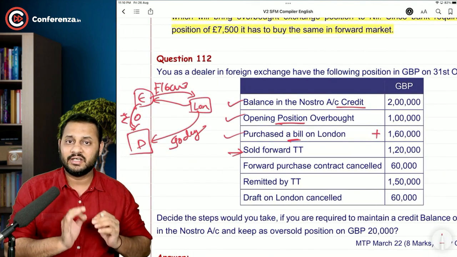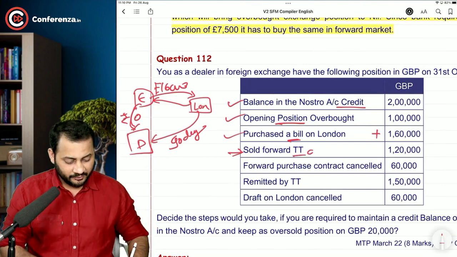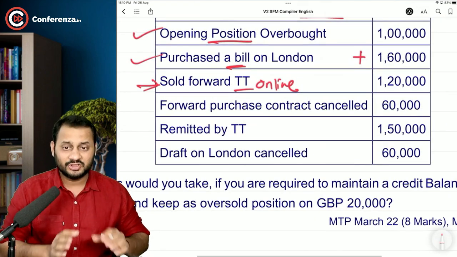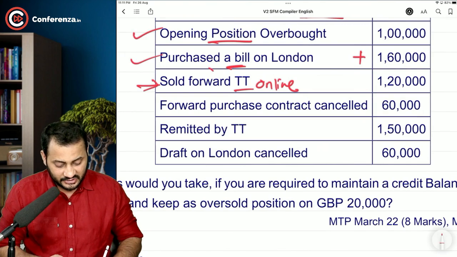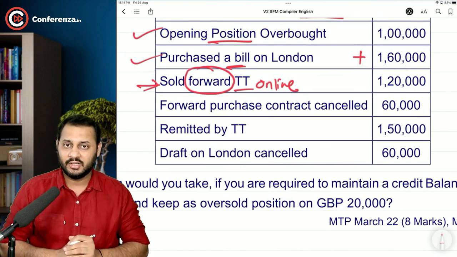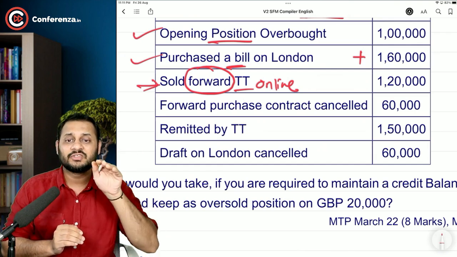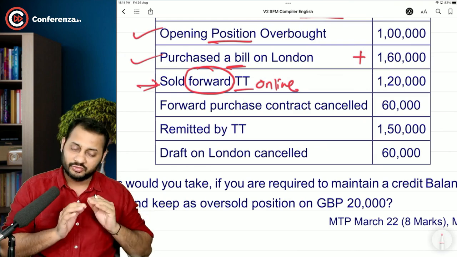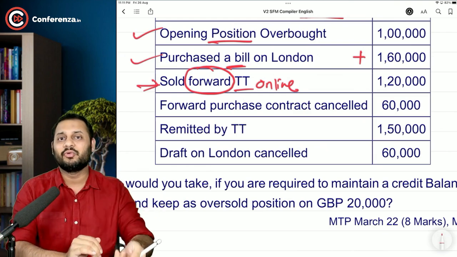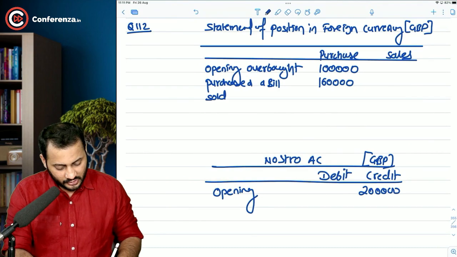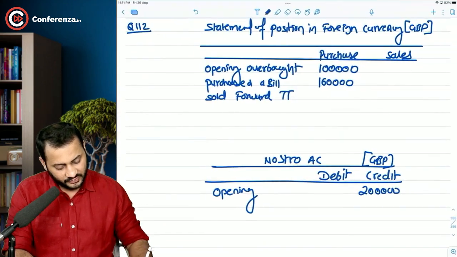Sold forward TT, through a telegraphic transfer, that means online mode, you have sold GBP. But this is not a real cash outflow. This is just a forward contract that you have made. That means you have promised someone that after 3 months, I will transfer 1,20,000 pounds to you. So pounds are going out, but not today. It's not a real cash flow today. So write down: sold forward TT, telegraphic transfer, 1,20,000. So we have created a sales position.